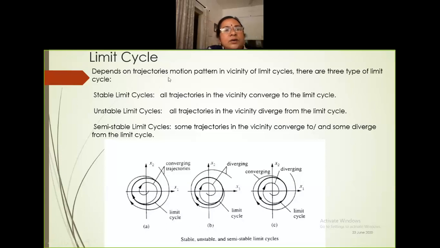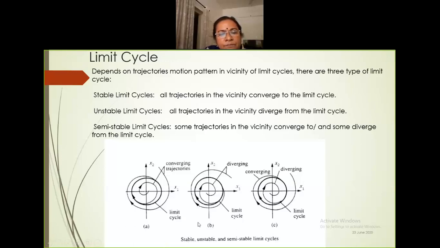Depending on the trajectories' motion pattern in the vicinity of limit cycles, there are three types of limit cycle. What is a limit cycle? It is the closed curve. This bolded closed curve you can see, and in this figure there are two nearby trajectories. One is moving and joining this limit cycle, and the other trajectory is also moving and joining this limit cycle, the bold curve. Then you can say it is a stable limit cycle.